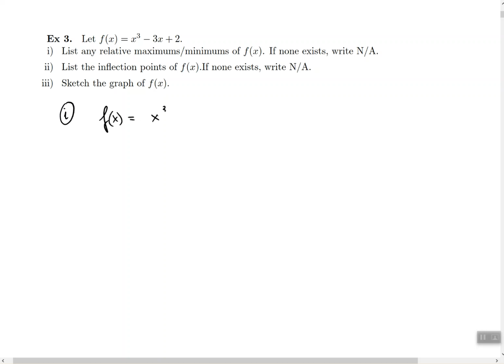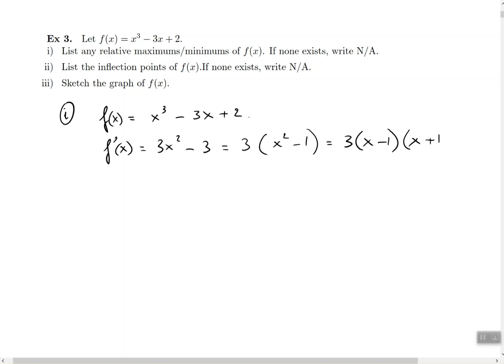The f of x is x cubed minus 3x plus 2. So that's the first function, and then the derivative. The derivative of x cubed is going to be 3x squared. Derivative of 3x is going to be 3. And this is not enough. We still need to factor as much as possible. So 3 is the GCF. We're going to take it out. We get x squared minus 1, which in turn is 3 times x minus 1, and then x plus 1.